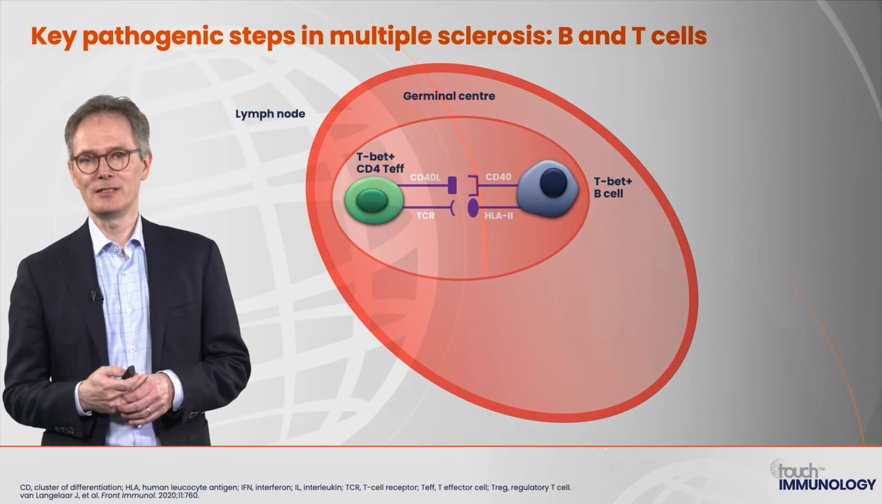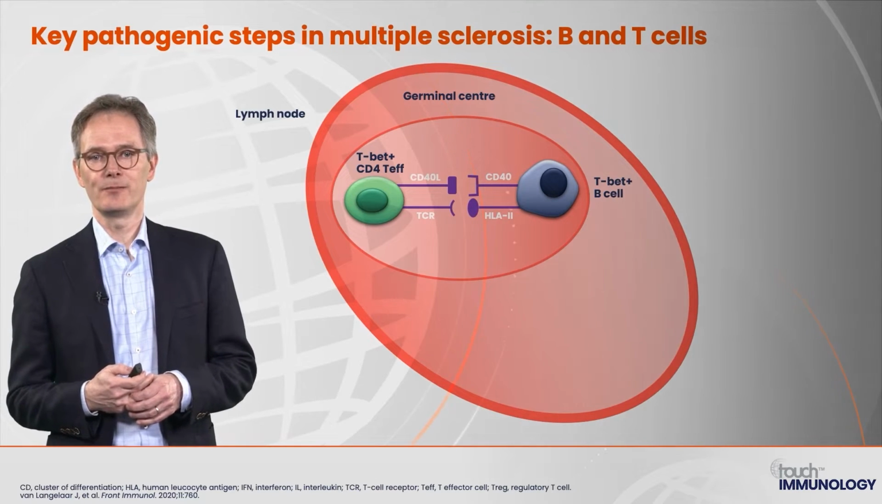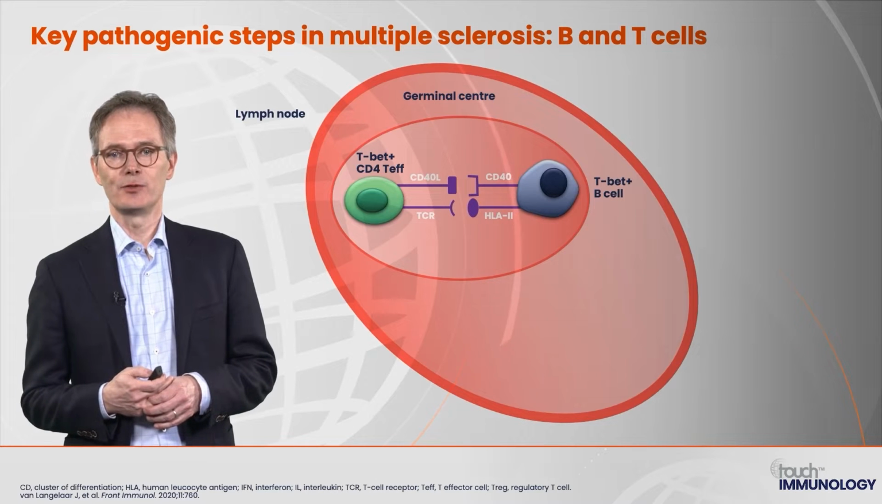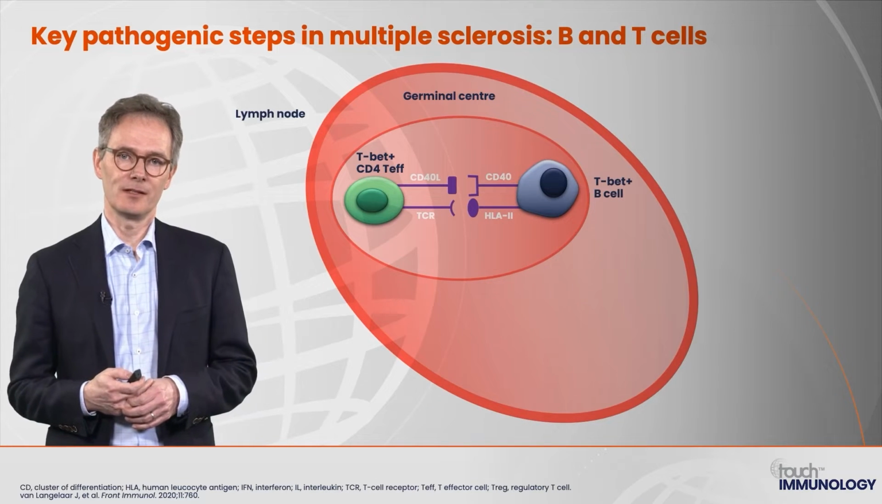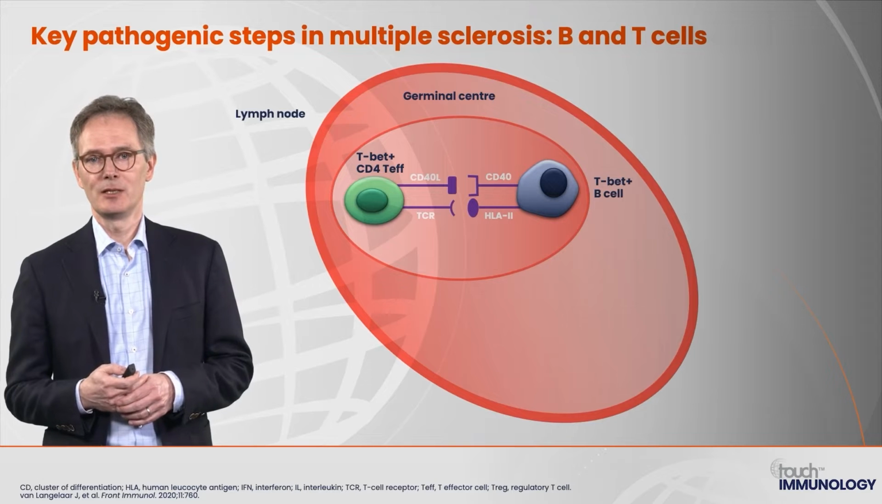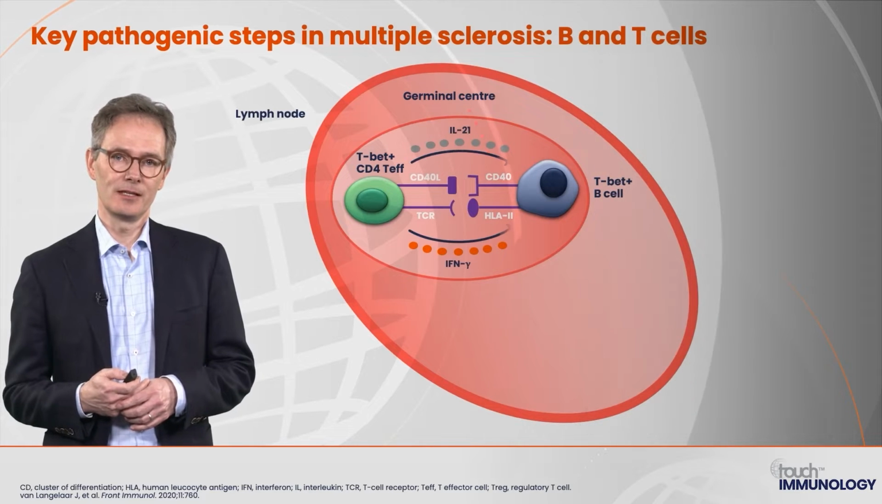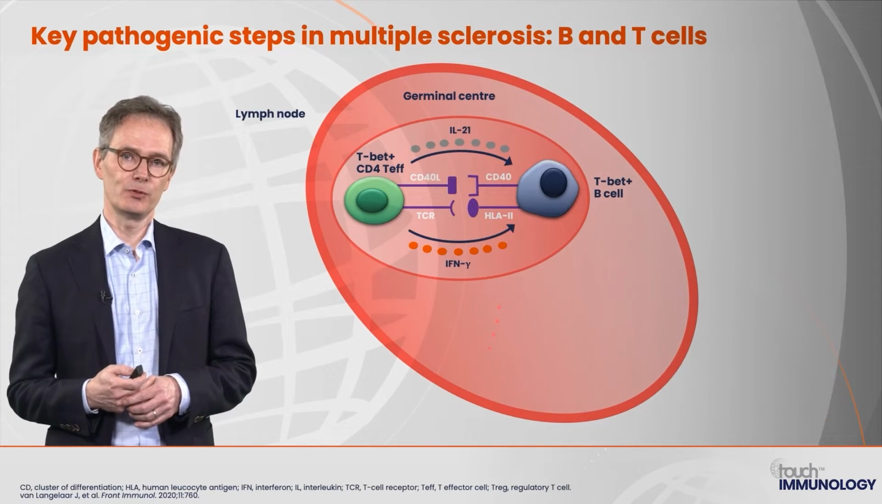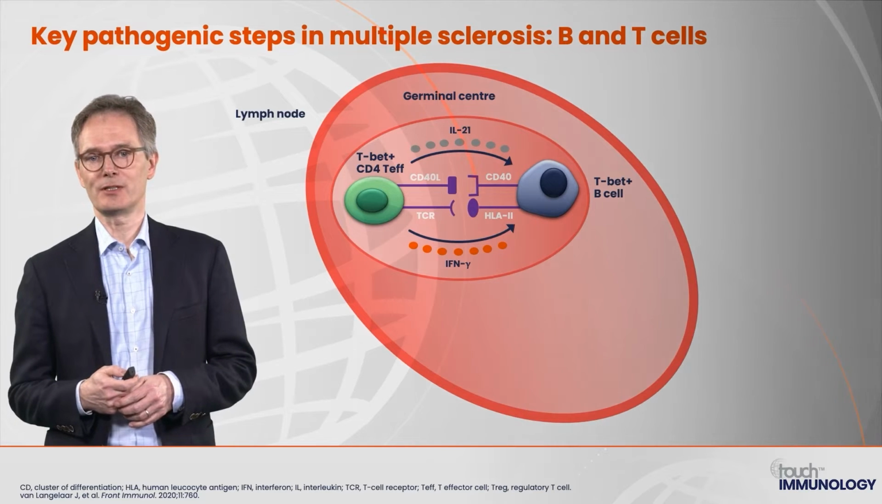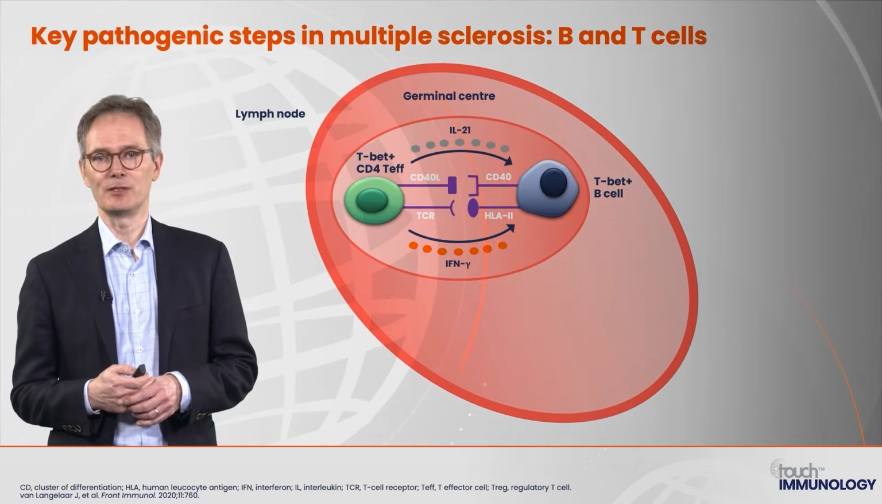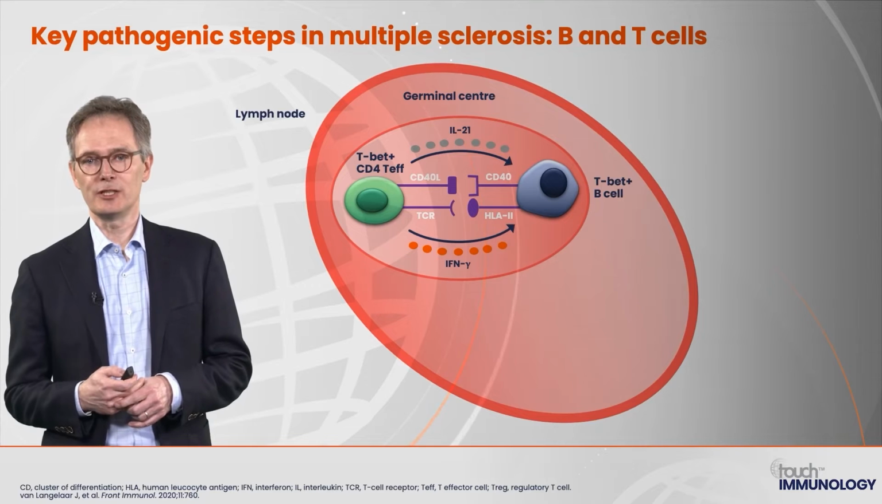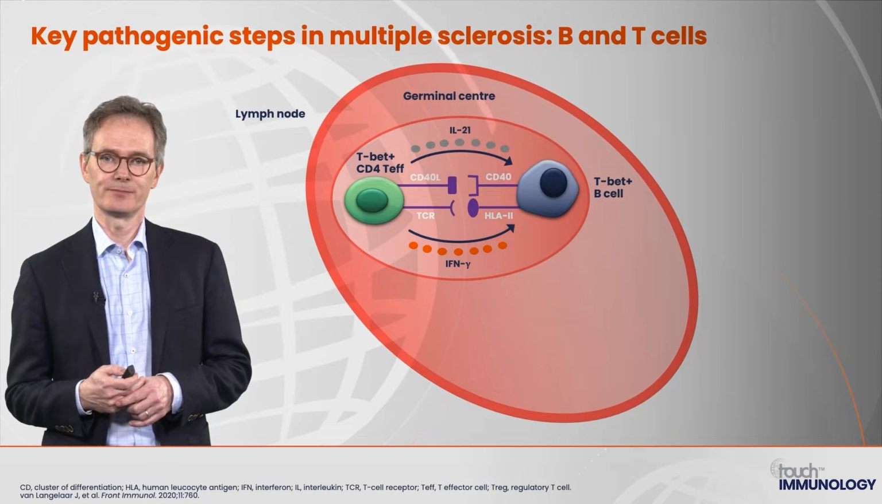Upon activation, CD40 ligand is expressed by the T cell, and this binds to the CD40 receptor on B cells. This is an important interaction because it prevents the death of the activated B cell. Besides this CD40 ligand signaling, T cells also produce a lot of pro-inflammatory cytokines like interferon gamma and IL-21 that lead to proliferation and maturation of the B cells.